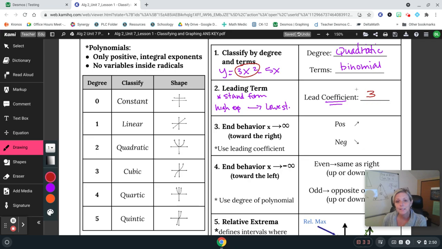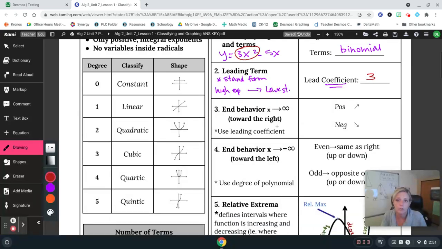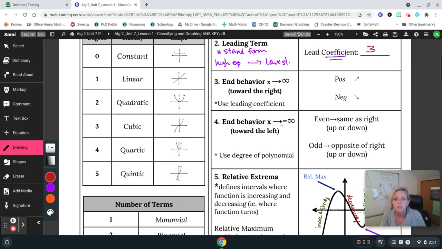The reason that this term is important is because it tells us the end behavior going to the positive infinity and negative infinity directions. So if my leading coefficient is positive, then you can see this little arrow right here. That means on my graph, it is going to trend upwards and to the right on the right-hand side. If it is negative, it's going to trend down and to the left. Okay?